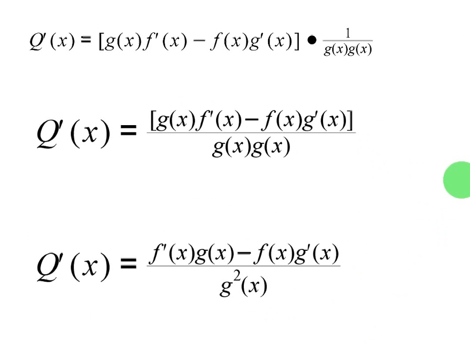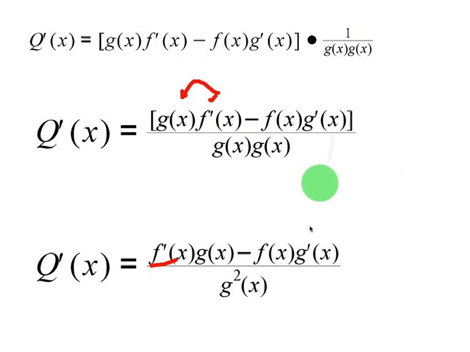So to complete the proof, we have g f prime minus f g prime over g of x times g of x, which is g squared. And like I said before, I actually like to write the f prime first. So basically we're just going to reverse these two. So f prime becomes first, and the second one's fine.